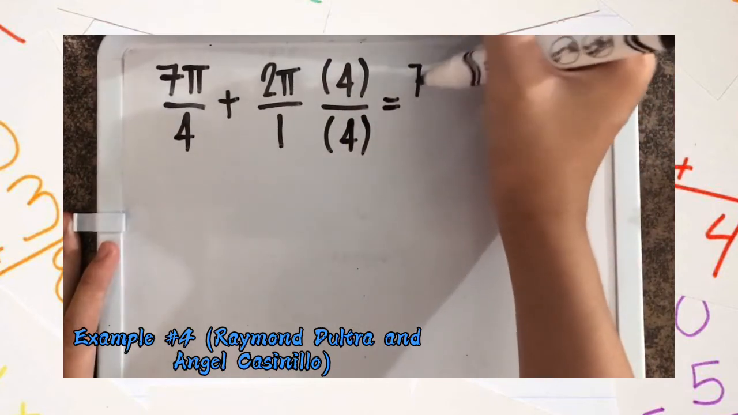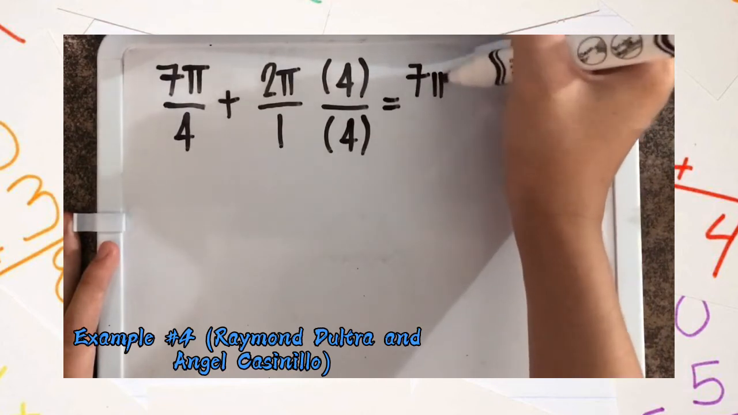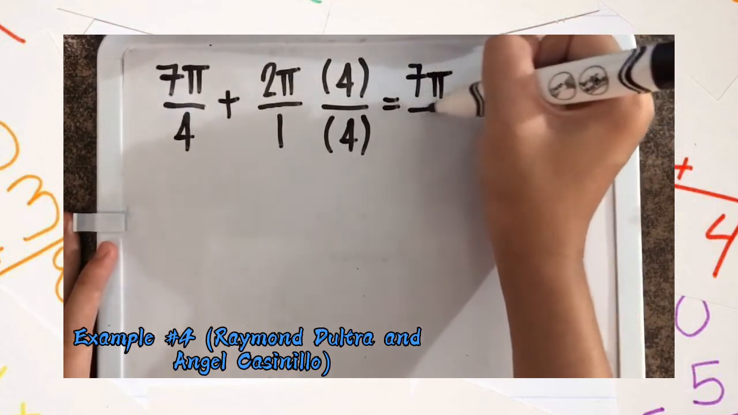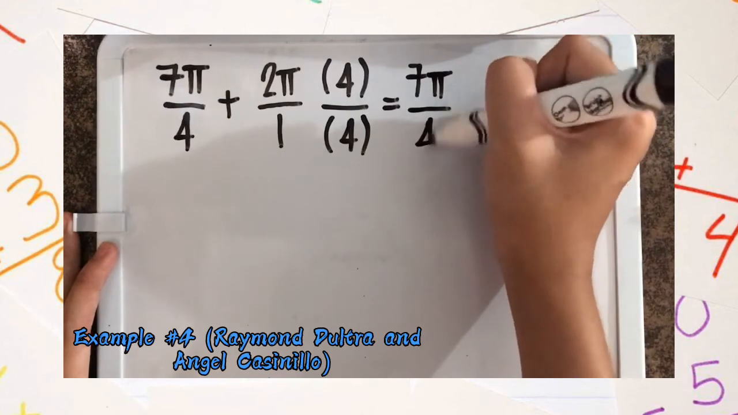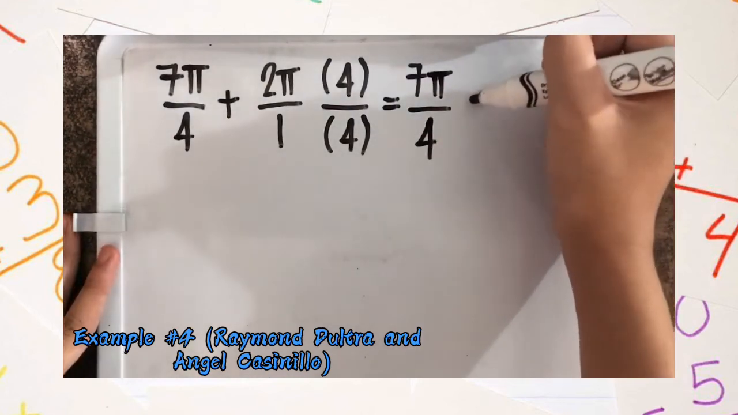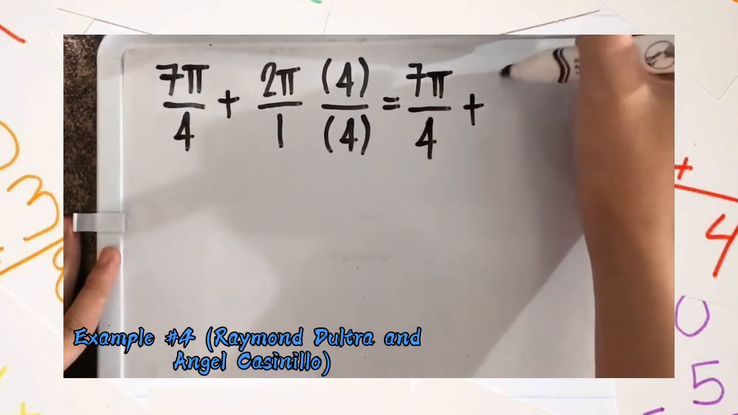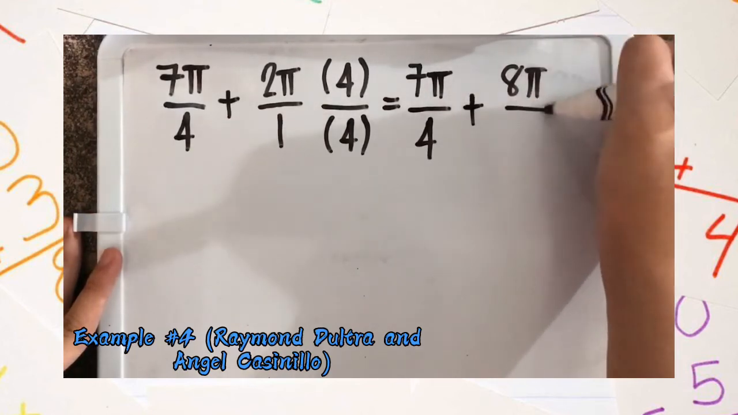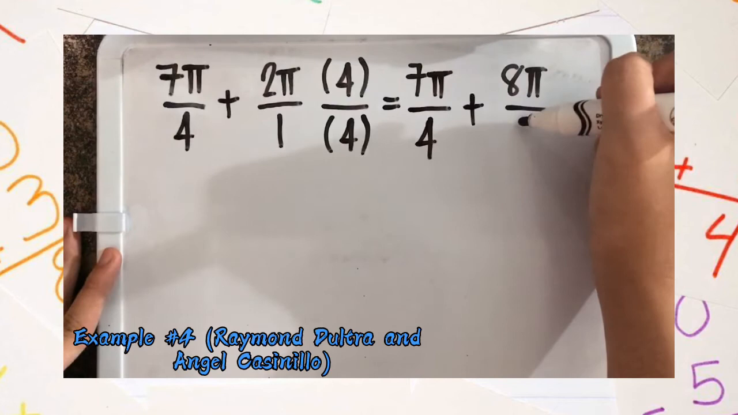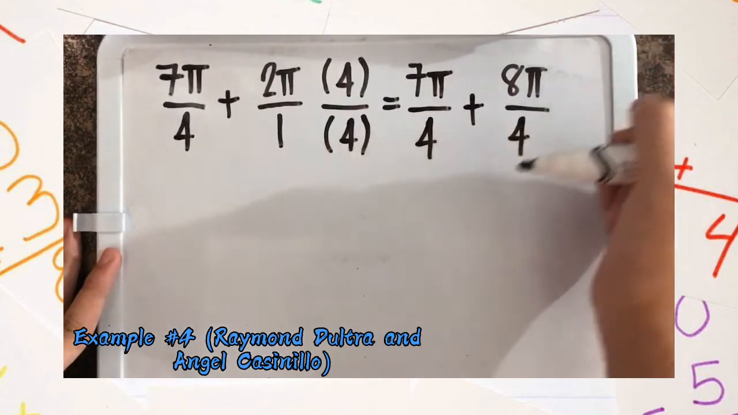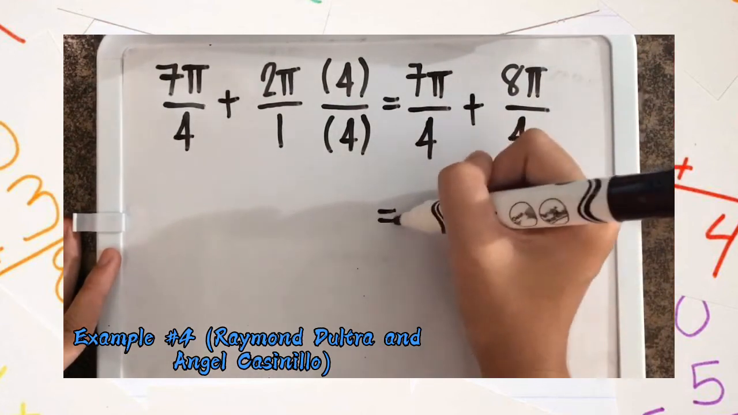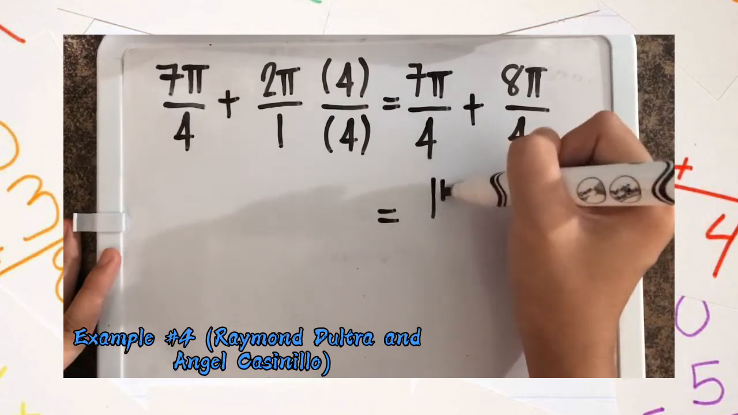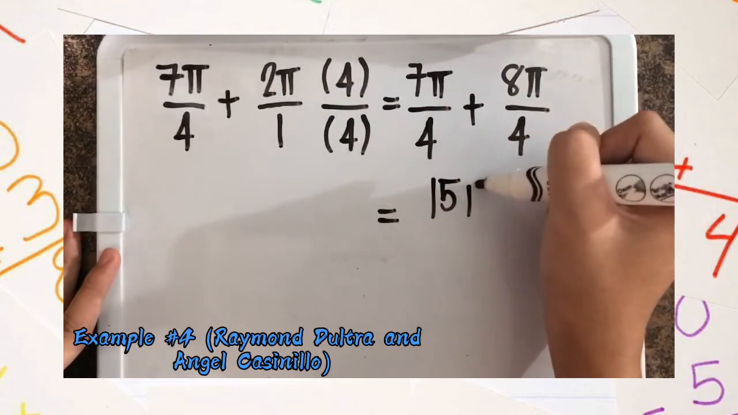Fourth step is to write the formula, which will now be 7 pi over 4 plus 8 pi over 4. We would multiply the LCD to the 2 pi over 1, which the result would be 8 pi over 4. Fifth and final step is to add 7 pi over 4 plus 8 pi over 4, which the answer of this problem is 15 pi over 4.